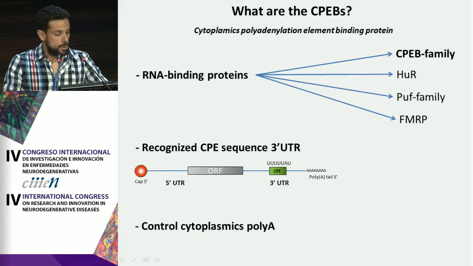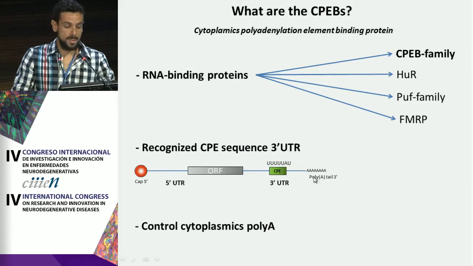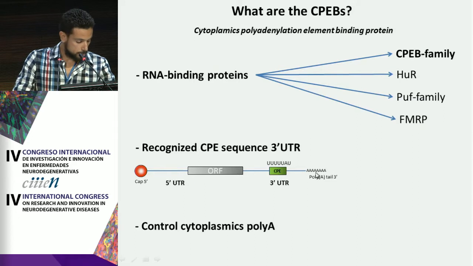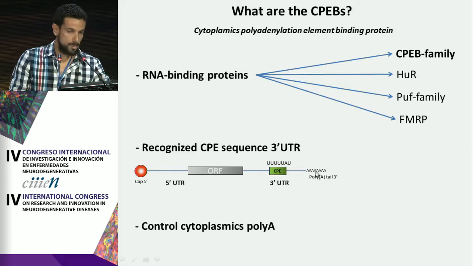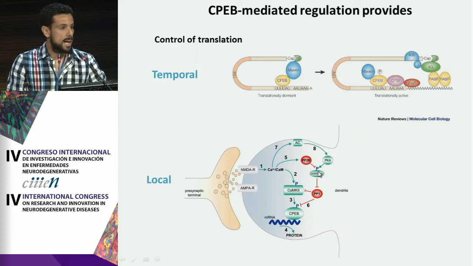CPB differs from other RNA binding proteins in that it recognizes the CPE sequence, a consensus sequence in the 3' UTR. CPBs control translation by controlling cytoplasmic polyadenylation.